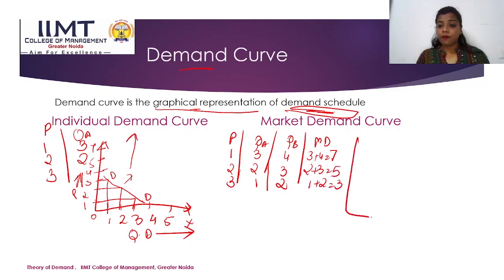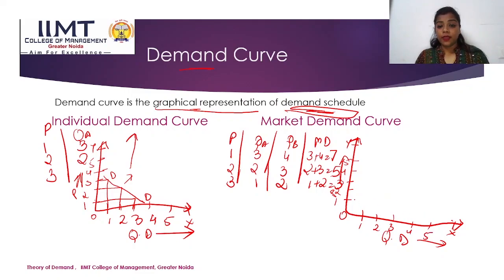Now plotting the diagram. This is our y-axis. This will be our x-axis. As we have discussed, this will be our demand side and this will be our price side. Now 1, 2, 3, 4 and 5. This will be 1, 2, 3, 4 and 5. We have already drawn the diagram of consumer or an individual A. Now we are plotting just the diagram of market demand.